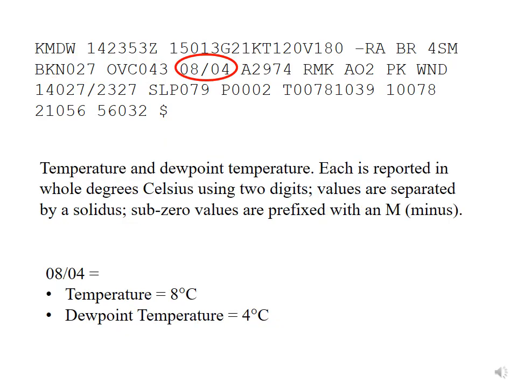The next grouping is the temperature and dew point temperature. Each is reported in whole degrees. So this would correspond to a temperature of 8 degrees Celsius and a dew point temperature of 4 degrees Celsius. If the 4 had been -4, there would have been an M04. Then that would indicate that the temperature is minus.